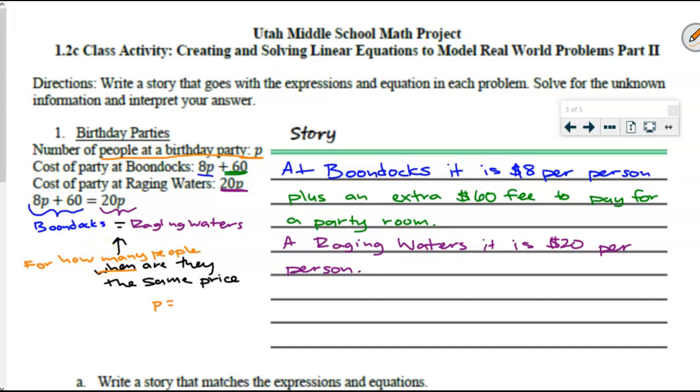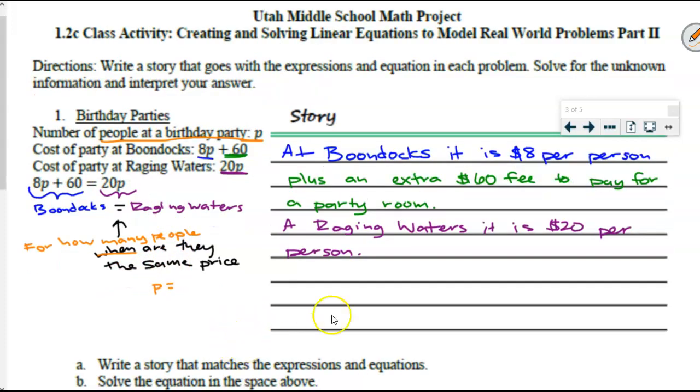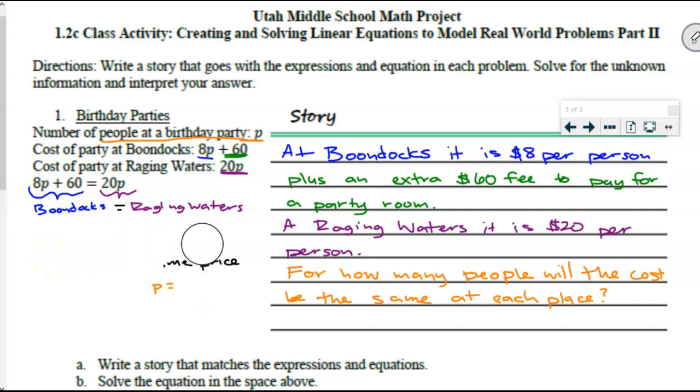And now we can solve to be able to answer that question. So we wrote a story that matches the expressions and equations. Let's include that question part. What we're really saying is for how many people will the cost be the same at each place? And when we solve that equation that's already written for us, that's when we're going to be able to answer that question. So solve the equation in the space above, which means I am going to have to erase this question that I asked, so that we have enough space to solve that equation.